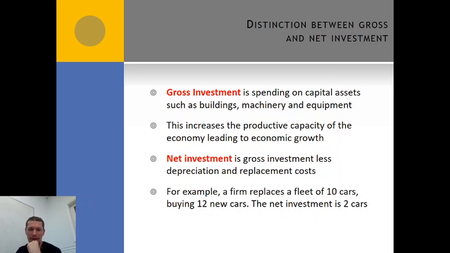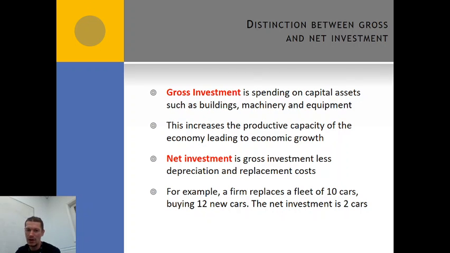Net investment, a little bit different. Net investment is gross investment, take away depreciation and replacement costs, okay? Without explaining what that means, let's look at the example and then we'll think about what we mean by depreciation and replacement. So for net investment, for example, a business owns a fleet of cars that their workers use to go out and do sales calls or whatever. The firm has 10, okay, and it buys 12 new cars, all right? The net investment is 2 cars.